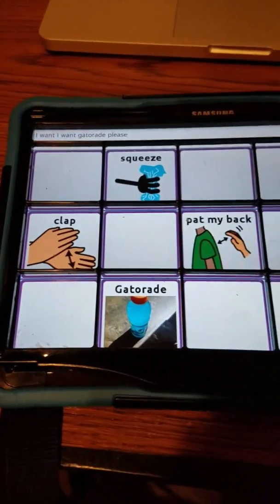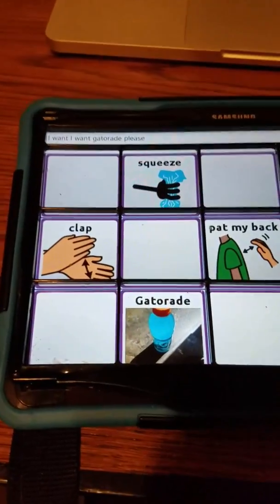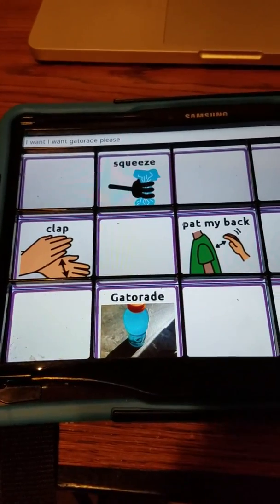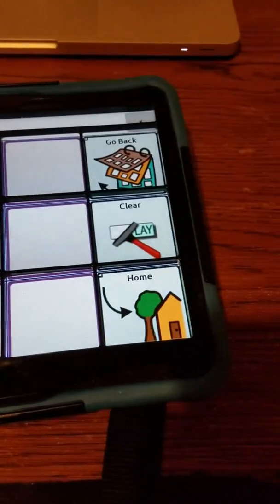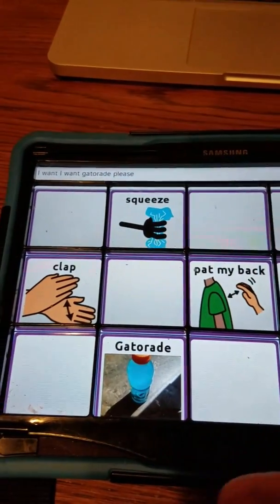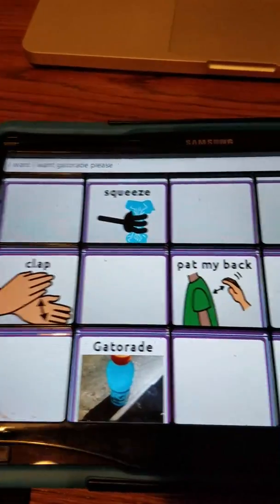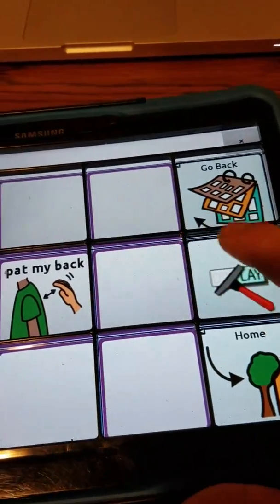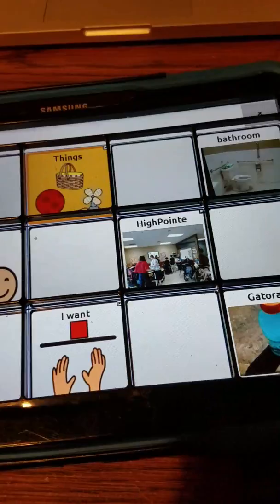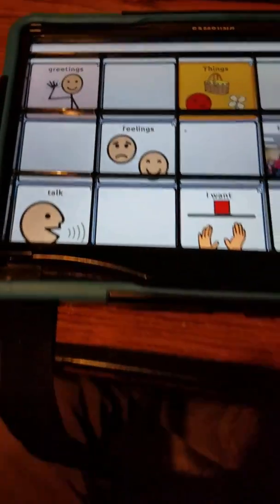One of the advantages of an AAC like this is that you get a really easy to understand voice with an accent. So it goes through and it builds this command. It's an I want phrase, and then I can clear it, and then it goes away. And then I can go to home or go back. That would go to the same place.